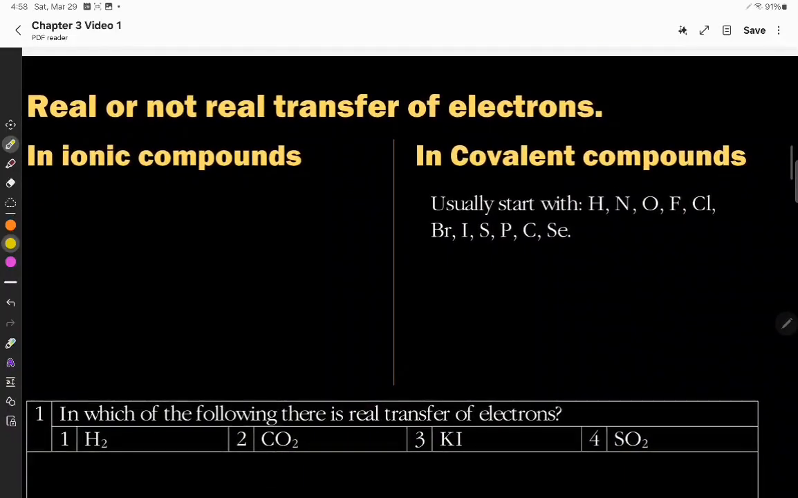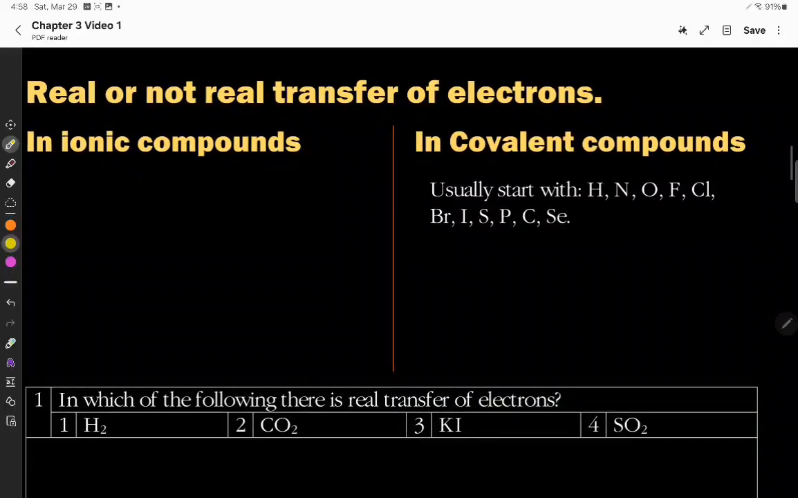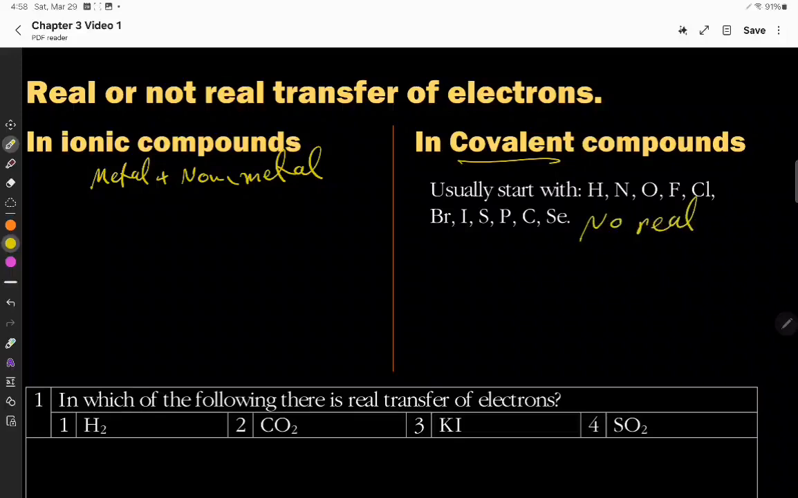Now the idea which comes after is real or not real transfer of electrons. In some cases we have real transfer of electrons. In some cases we do not have real transfer of electrons. If we have ionic compounds, there is real transfer. What is ionic? Ionic compounds are metal plus non-metal. If we have a metal and non-metal, this is ionic. Covalent, there is no real transfer. In covalent, there is sharing of electrons, but in ionic, we have real transfer of electrons.